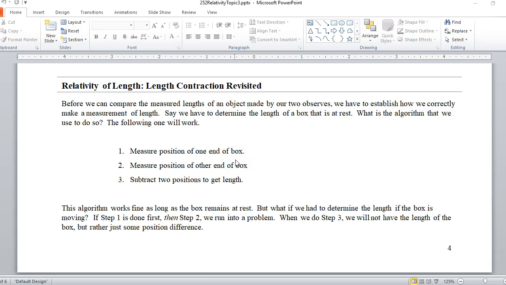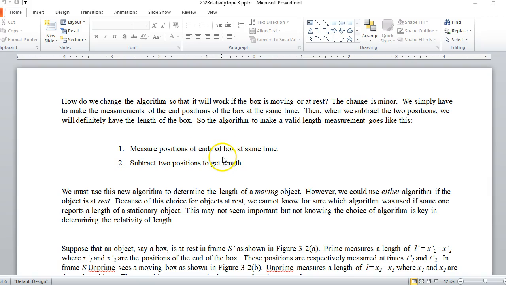Okay, now that works. However, if the box is moving relative to you, how would you determine its length? And you might say, well, that's just stupid. I wouldn't do that. I know, but let's just suppose you have to, okay? Well, you can still use this same algorithm, but you have to have one additional thing, and that is the two positions of the ends of the box have to be measured at the same time. So really, we need to update our recipe to this recipe. Okay, so to get a valid length, you have to measure the ends of the object at the same time.